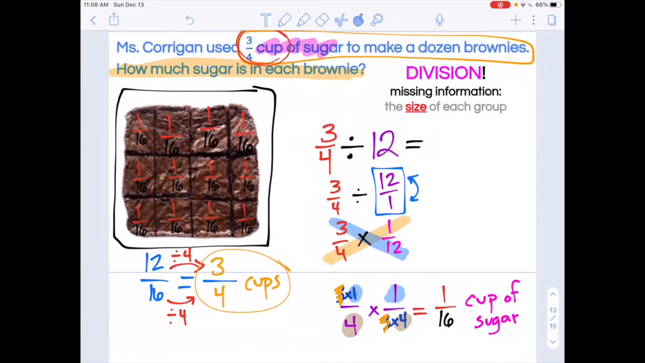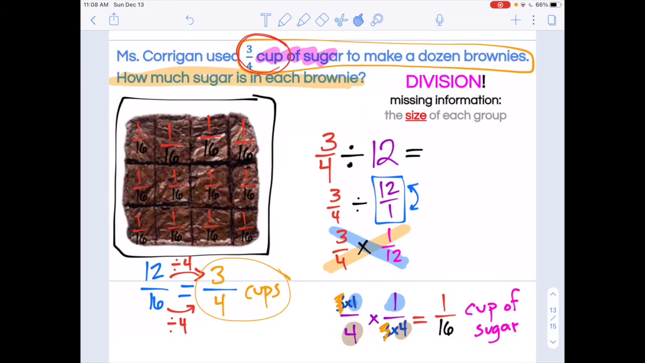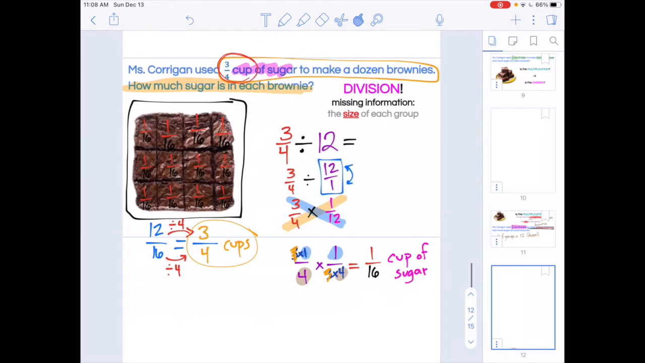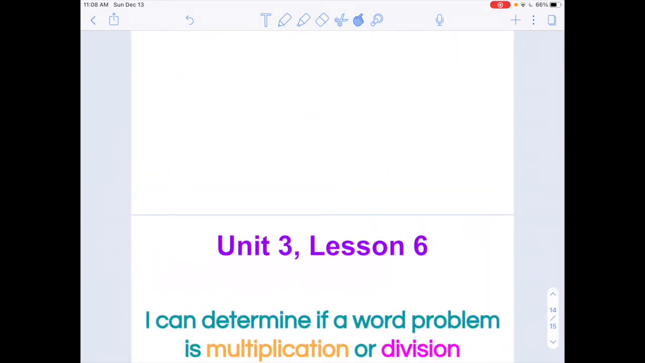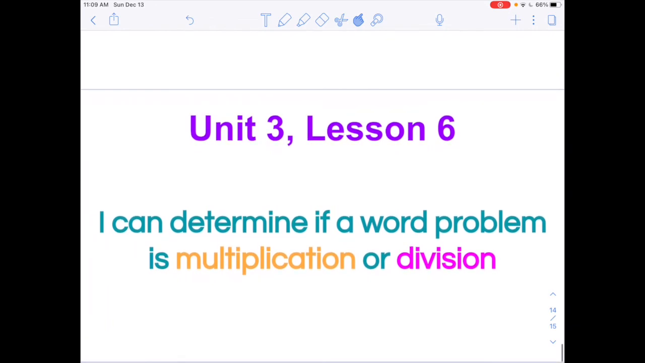It's pretty neat, but you got to slow down when you're doing your word problems and ask yourself, do I know how many groups and do I know the size of each group? If I do, it's multiplication. But if some of that information is missing, if I don't know one of those, either the size of each group or how many there are, then it has to be division.